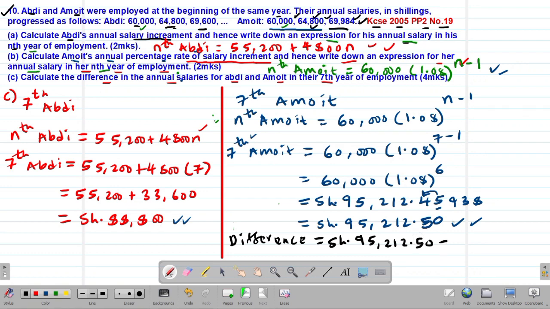The salary for Abdi was Kenya shillings 88,800. Now, when you subtract these two, we are going to get that the difference in their salaries will be 6,412 and 50 cents. Therefore, this is their difference in salaries. So we've answered part C of our question.